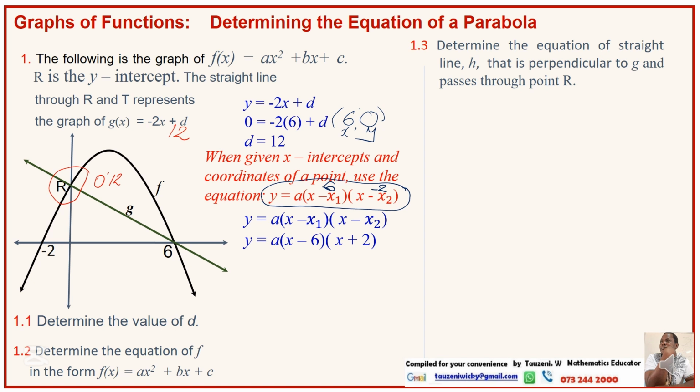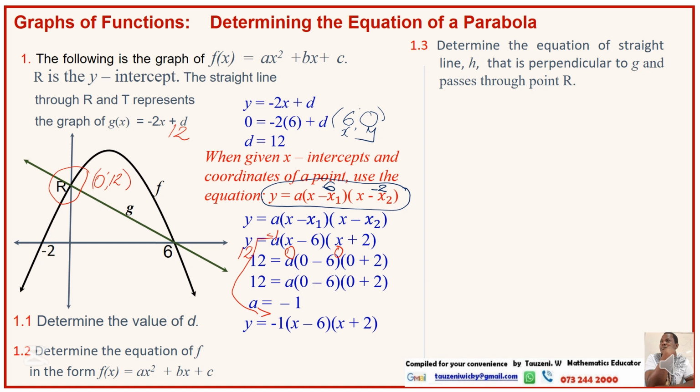So those are the coordinates that we are going to use to determine the value of A in the parabola equation. So if we put 0 and 12, it means y is equal to 12 and x is equal to 0. So put 0 in place of x and 12 in place of y and we calculate the value of a. So if we do that, we get a is equal to negative 1. When we get the value of a, you come back here. Now you rewrite this equation, but remove this a and replace it with negative 1 because a is equal to negative 1. Then you simplify the equation to simplest form.